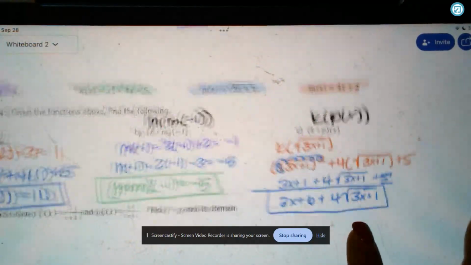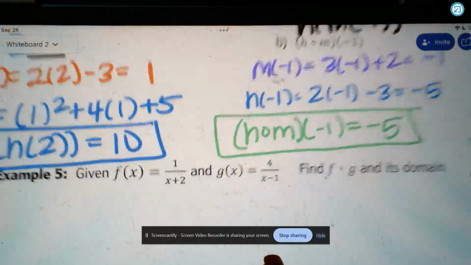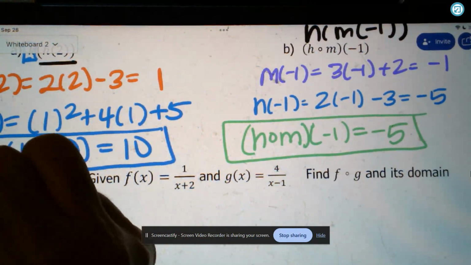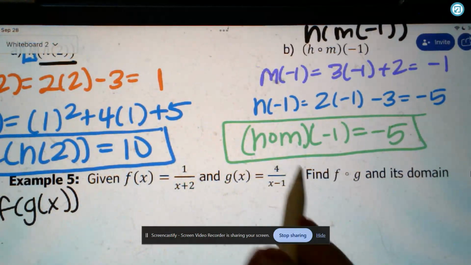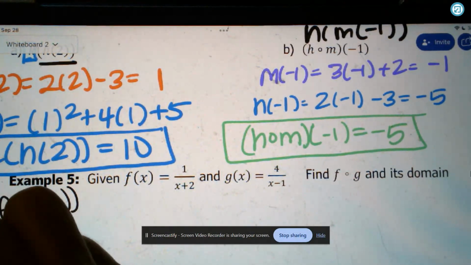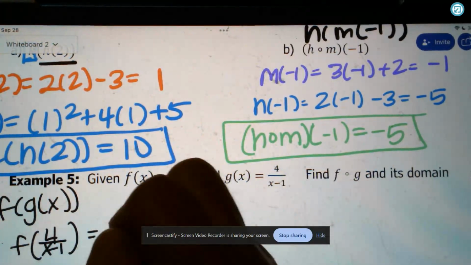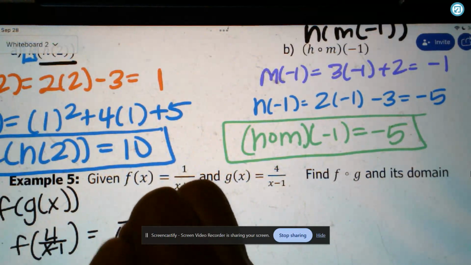Okay. All right, so example number 5, given f of x is 1 over x squared, and g of x is 4 over x minus 1, find f of g and its domain. All right, so we're finding immediately f of g of x. So that means f of 4 over x minus 1. So that's going to give me 1 over 4 over x minus 1 plus 2.